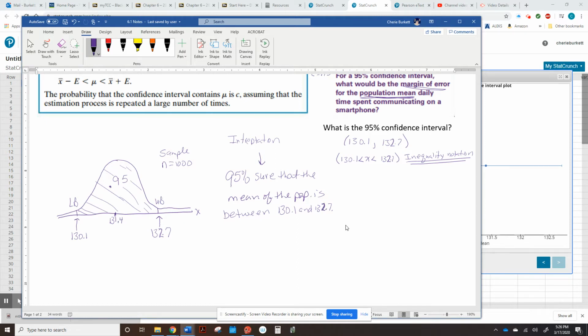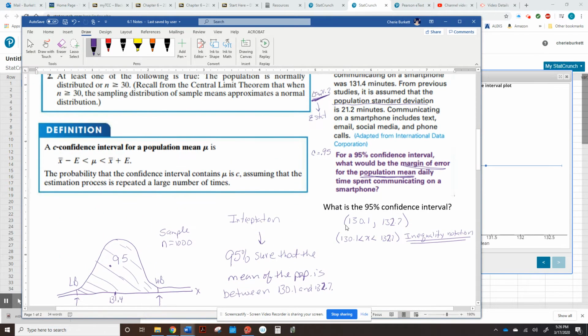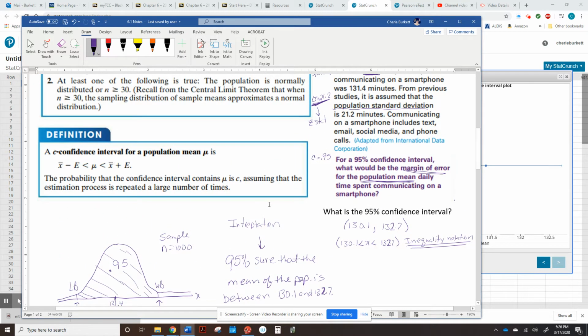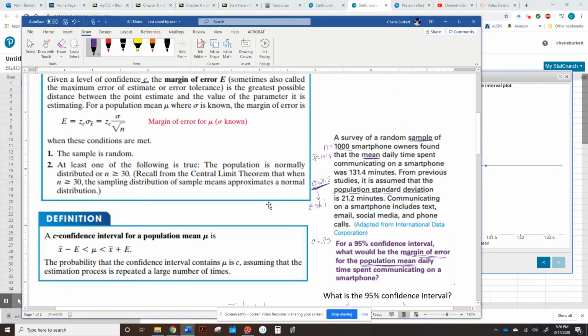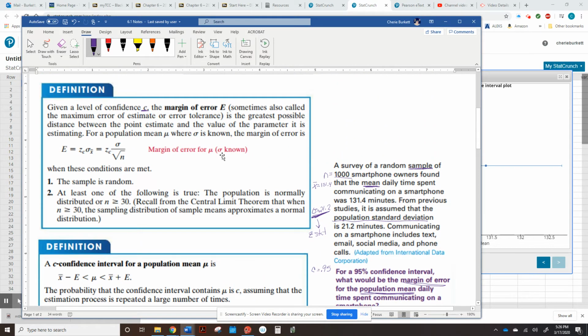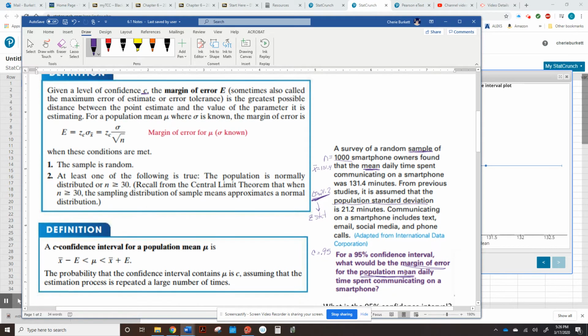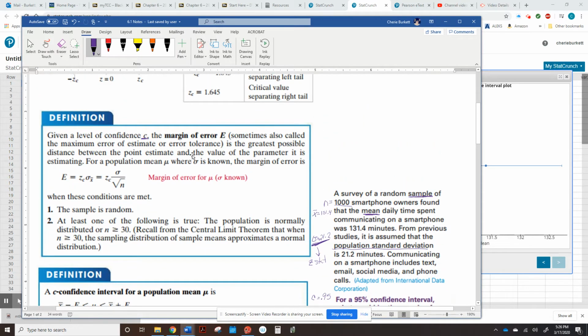Now, what we have not talked about is how you would do this by hand. Even though you think you're always going to do it with StatCrunch, I may ask you about any one of these parts. I may not ask you to give me the 95% confidence interval. I may ask you for the margin of error. Let's look at all these words right here. Margin of error is a vocabulary word that you need to know. Be sure you know these other ways to phrase it: the maximum error of estimate or the error tolerance. Be sure you know those words.